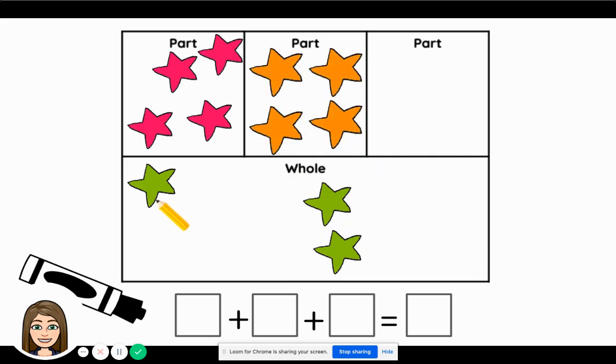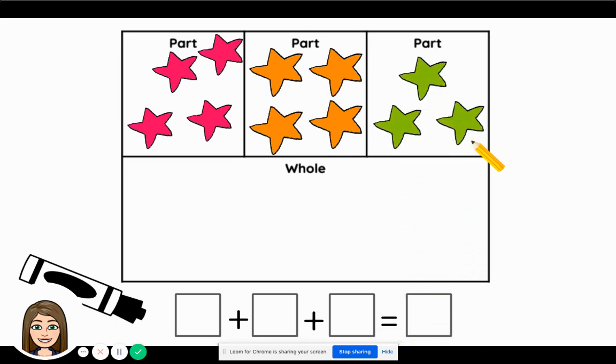3 of the stars are green. 1, 2, 3. I'm going to put them in the third part. Now we have our stars sorted by color. Take a look at this work mat. Turn and tell someone at home what you know.